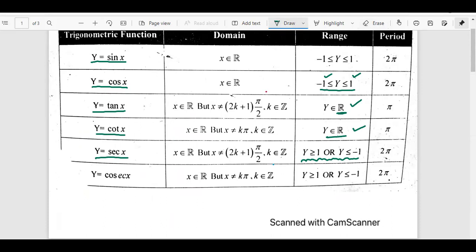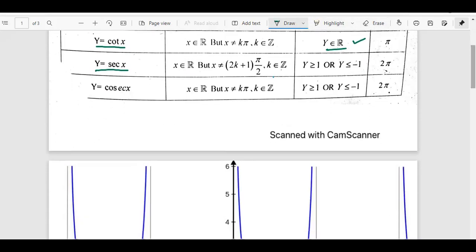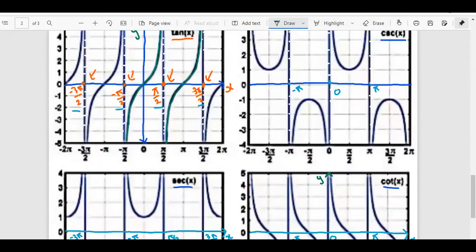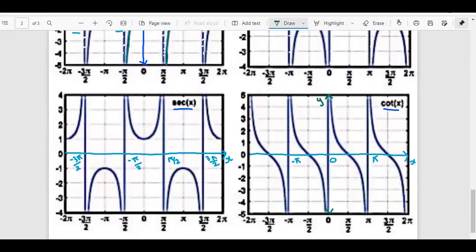Now if we talk about secant x, we have a different range. So it says y is greater than or equal to 1 and y is less than or equal to minus 1. For the range, let's see why exactly they are saying so. So we have to go to the graph of secant x. Okay, here's the graph of secant x. Now I'll quickly make the y-axis. This is my y-axis. This is the origin. This point is 0. This point is 1. And this point is minus 1.